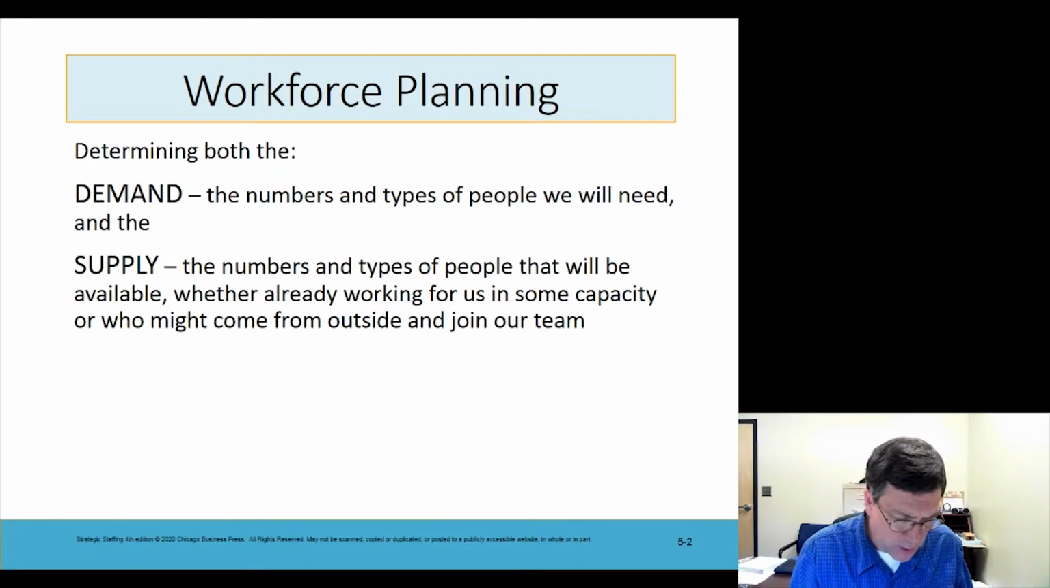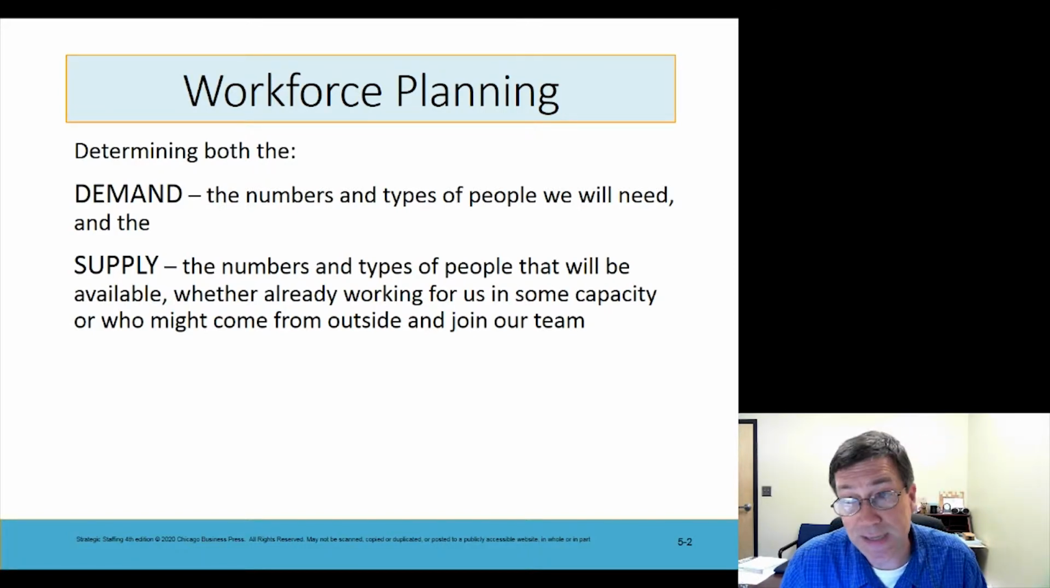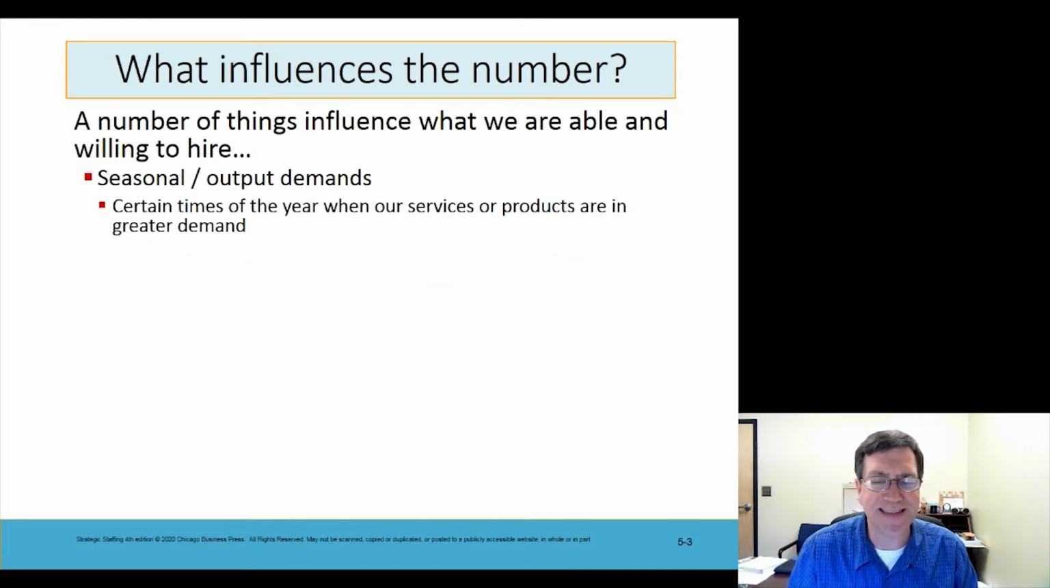So as we think more in terms of the demand, and we think about what we're going to need and why we're going to need that number, let's talk about some things that influence what we need. There's a number of things that influence what we are able to hire and what we're willing to hire, understanding that the two are not necessarily the same thing. The first thing that influences the number of people that we are able and willing to hire is seasonal demands or output demands, because there are certain times of the year, especially for a lot of organizations, where we need more people than at other times of year.